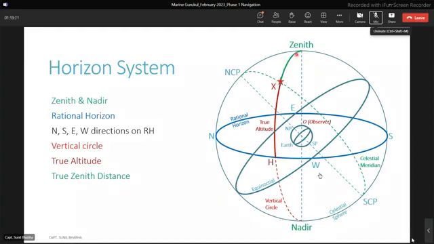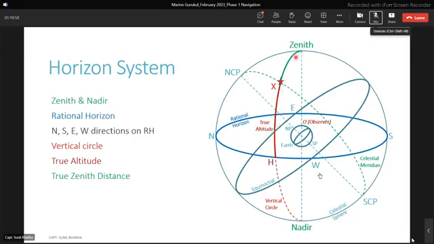Now we know that from the zenith, if you go up to the rational horizon along any vertical circle, the distance is 90 degrees. In fact, that is in the definition of the rational horizon also. It's a great circle on the celestial sphere, every point on which is 90 degrees away from the zenith as well as the nadir of the observer. So from the zenith Z point to H, which is on the rational horizon, this total arc is 90 degrees, and we know from H to X is the true altitude of the body.